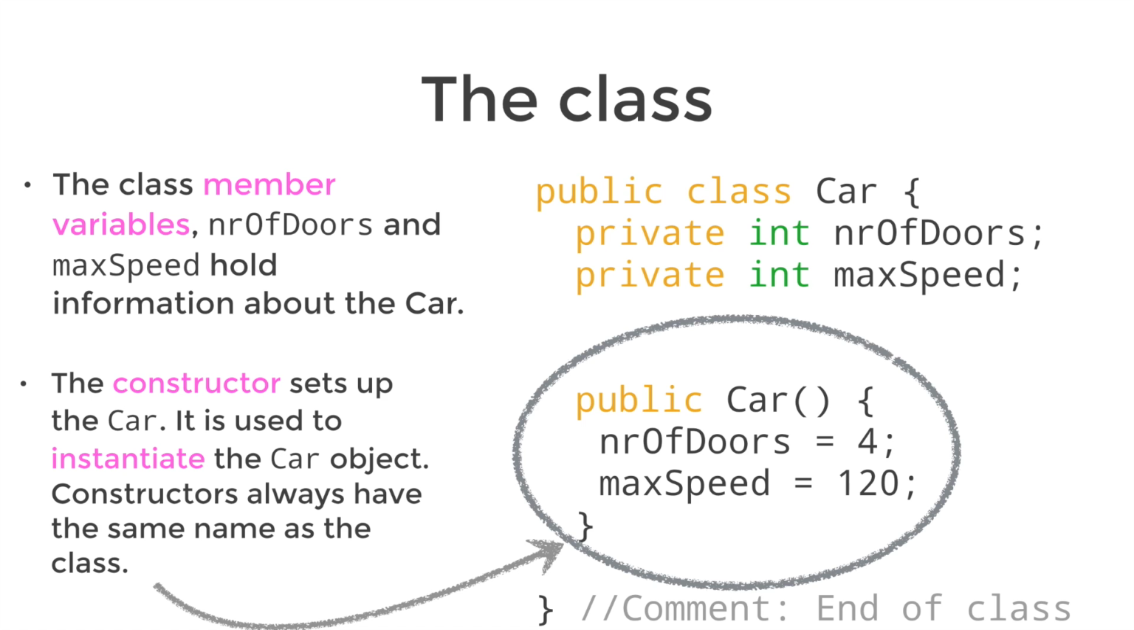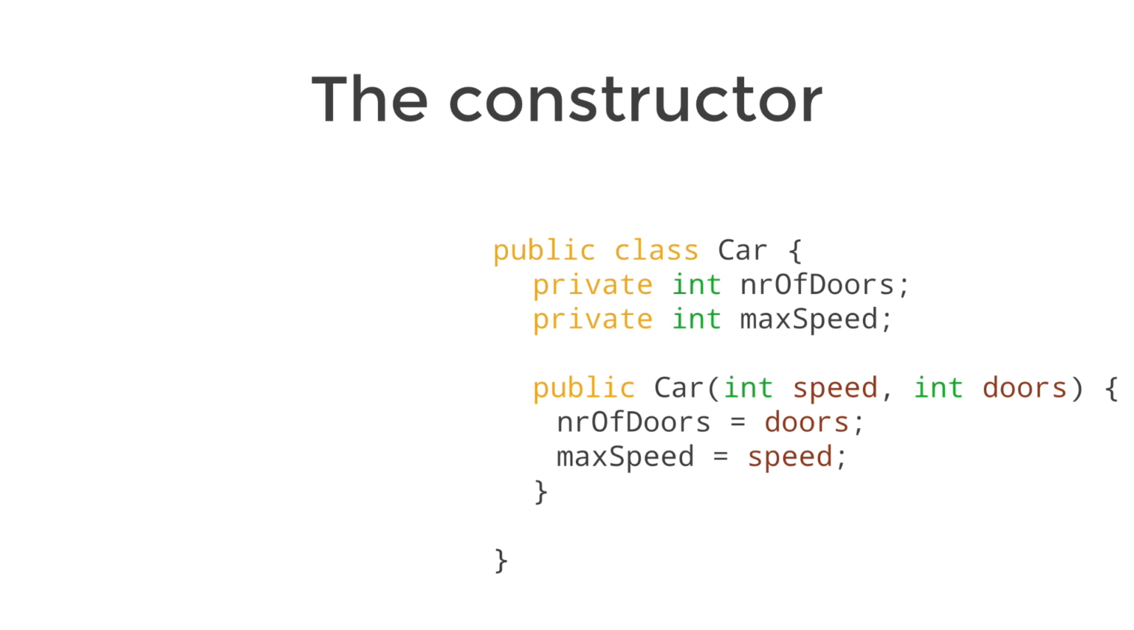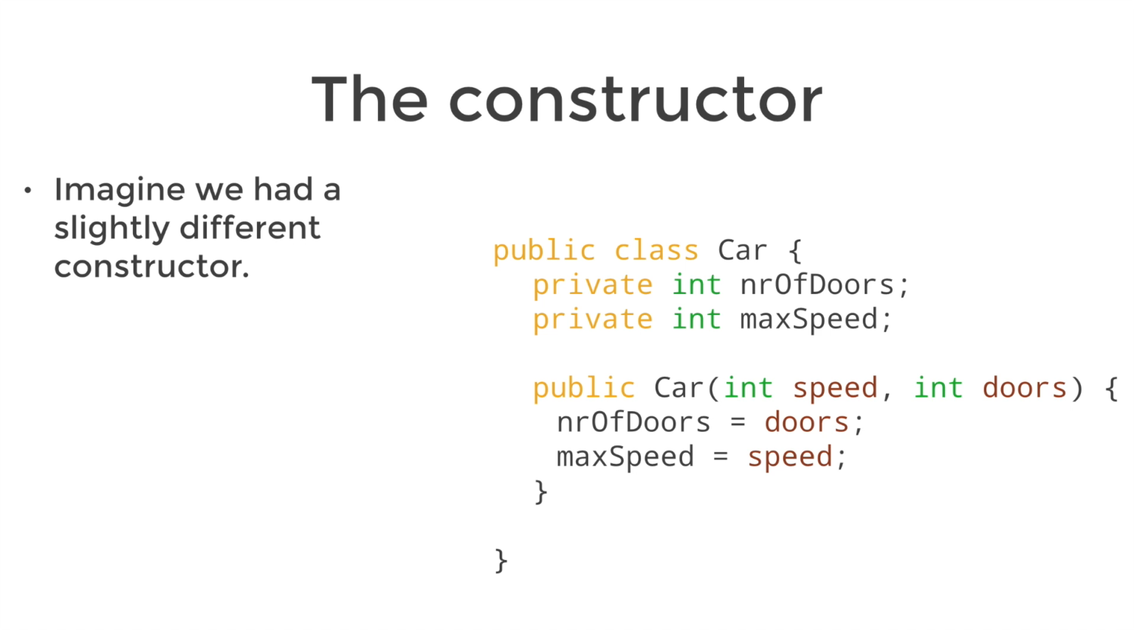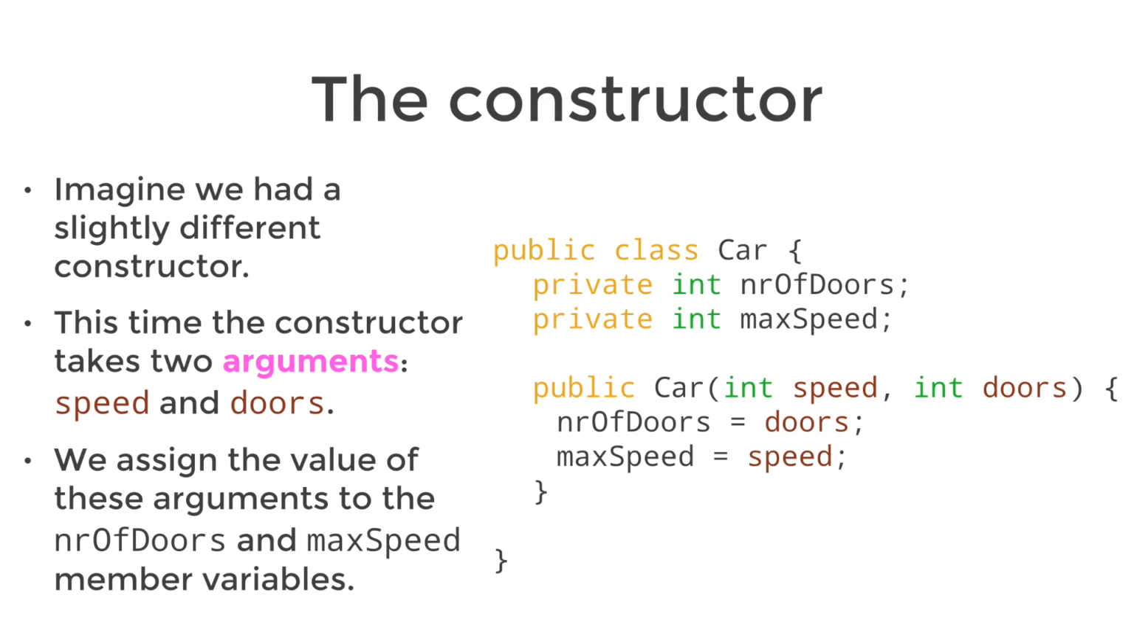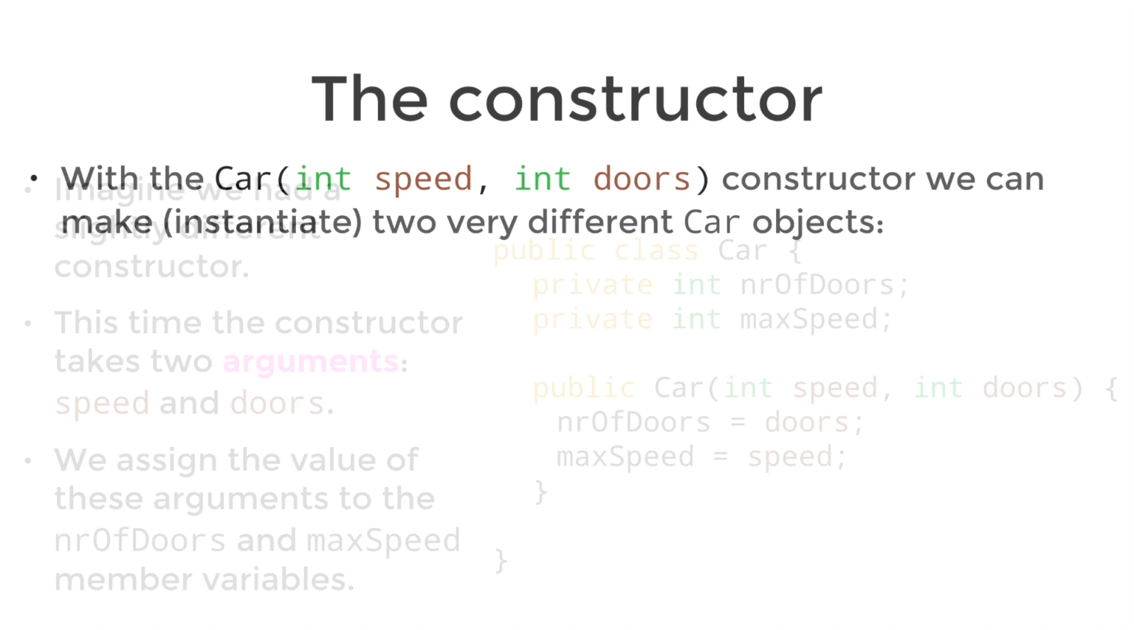What you notice is that the constructor has the same name as the class. It's not very interesting to have a constructor that just assigns a fixed number to numberOfDoors and maxSpeed. Some cars are faster than others, and others are smaller than others. So what we really want is for our constructor to be able to take information in and use that information to assign it to those member variables. So in this case, we have our constructor take two arguments. The first argument is an integer called speed, and the second argument is an integer called doors. Now we're assigning the value of doors to the variable numberOfDoors, and we're assigning the value of speed to the variable maxSpeed.